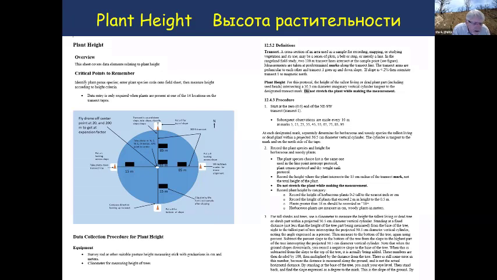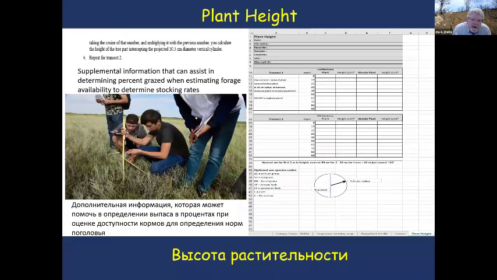And one of the reasons we want to look at plant height is it's a good way of quickly assessing: has the area been heavily grazed or not grazed? It's also useful then in predicting wind erosion. The higher the plant is, it gives you more structural influence that will reduce wind erosion. So again, we have a data sheet for that.